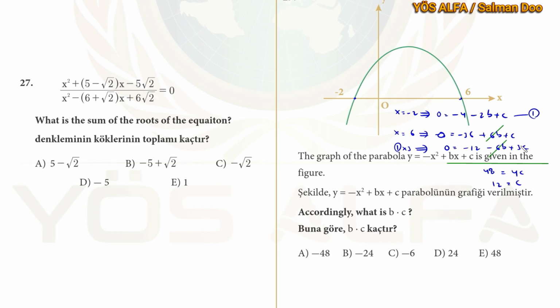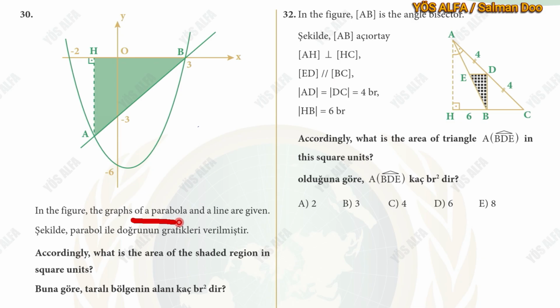Let's substitute it back into the first equation to find b. So minus 4 minus 2b plus 12 is equal to 0. From here we have b is equal to 12 minus 4 is 8. 8 over 2 is 4. So b times c is 4 times 12. The answer is 48.